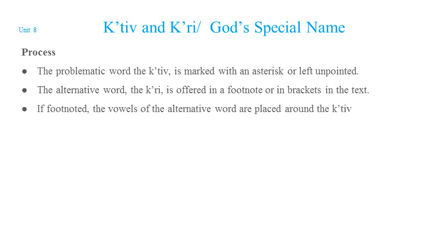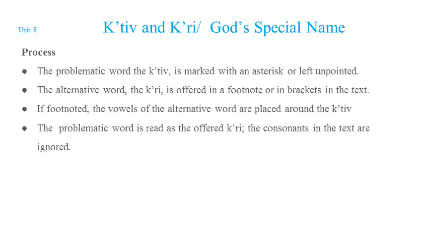If the word is footnoted, the vowels of the alternative word, the Kri, are placed around the consonants in the text, around the Ktiv. The problematic word then is read as the offered Kri, either the word as it appears in brackets or as it is presented in the footnote. The consonants in the text are ignored.